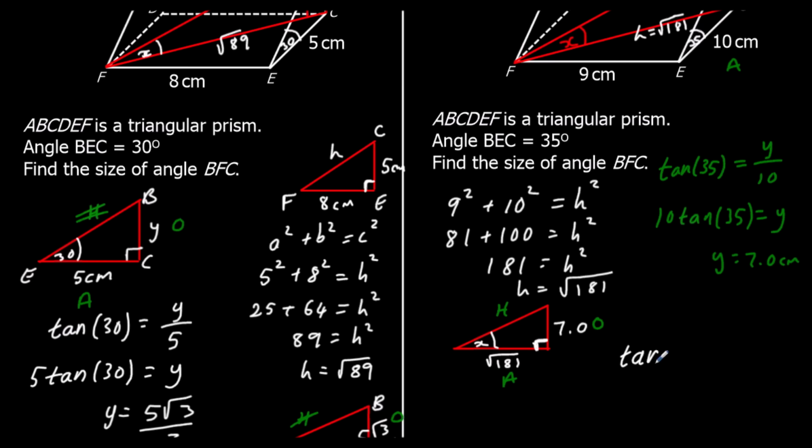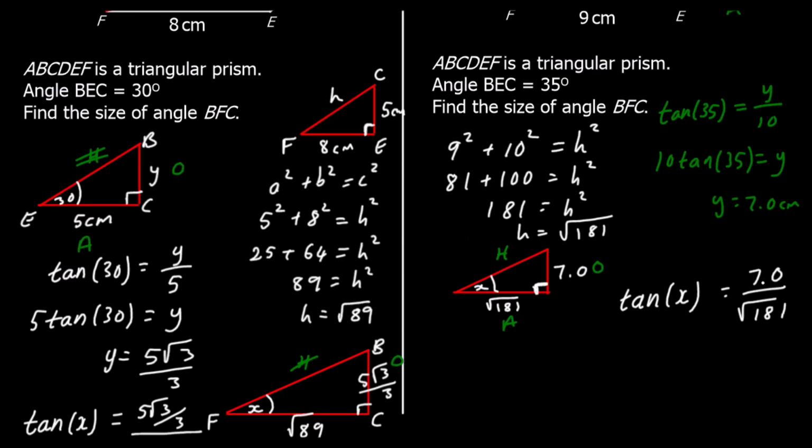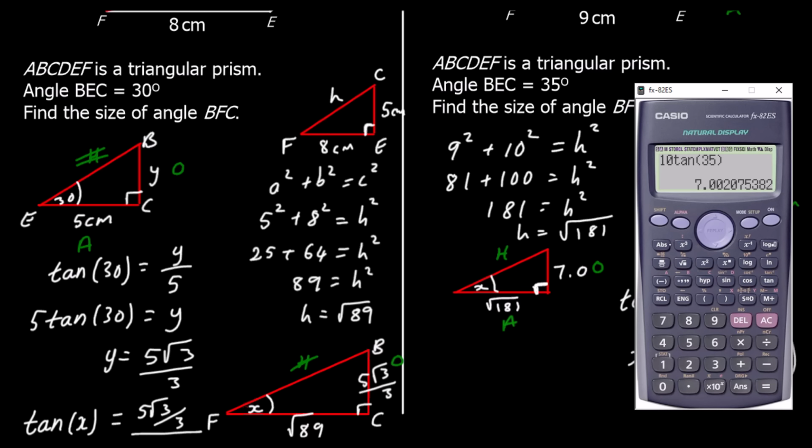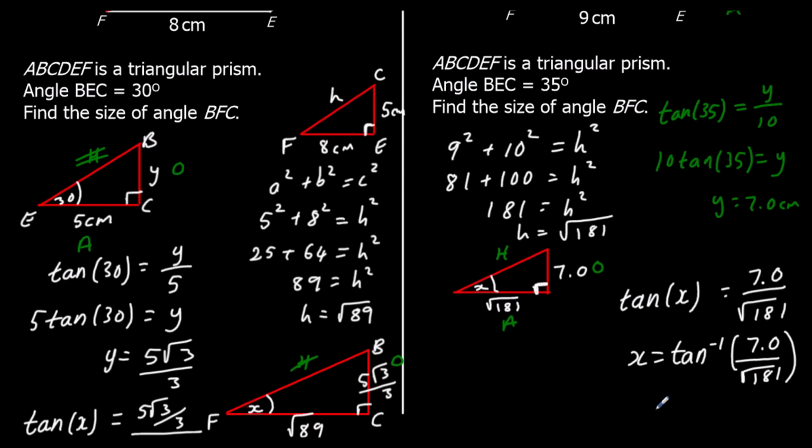So tan with the angle, tan x, is equal to the opposite over the adjacent, which is our answer, over root 181. To get x by itself, we shift tan, so arctan, our answer, over root 181. So let's type that in, shift tan, answer, over root 181, and we get our answer of 27.5 degrees to 1 decimal place.